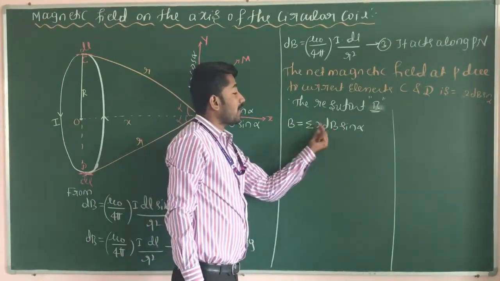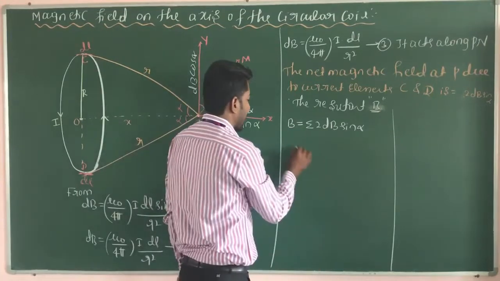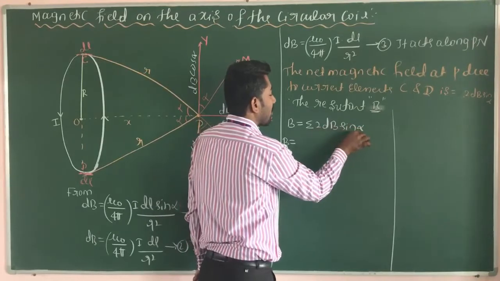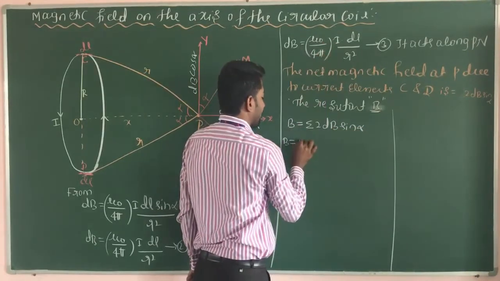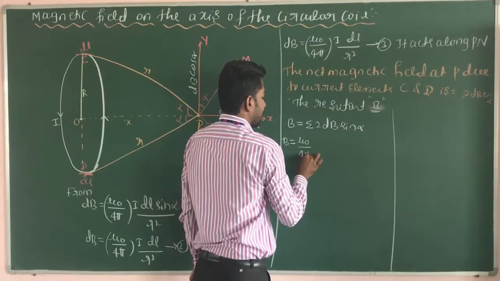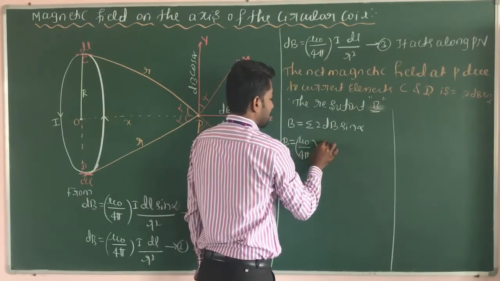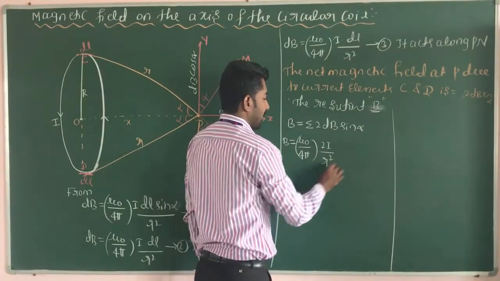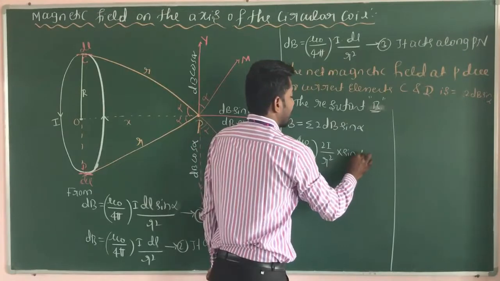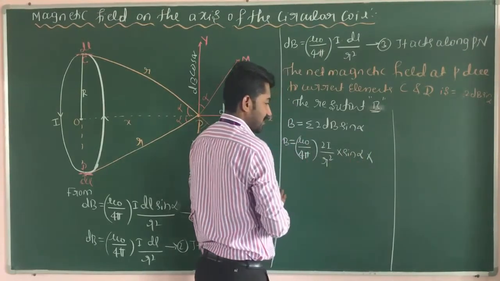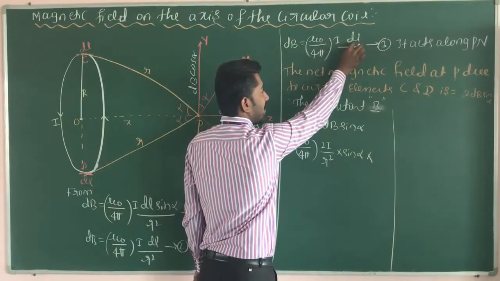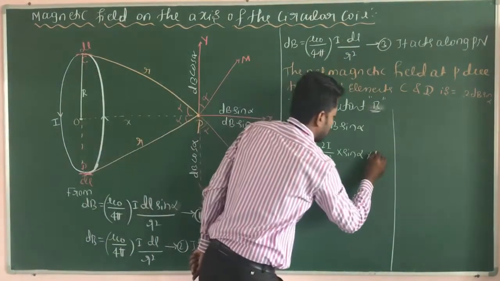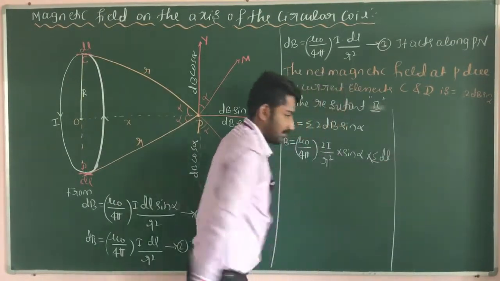You know the dB value from equations number 2 and 3. Now substitute those two values in this equation. We get B is equal to the sum of 2 dB sin alpha, with the dB value mu naught divided by 4 pi and 2I divided by R square, into sin alpha. Here sin alpha is as is. Here you are left with only this value dl. The sum of all these current elements is denoted by the summation of dl.